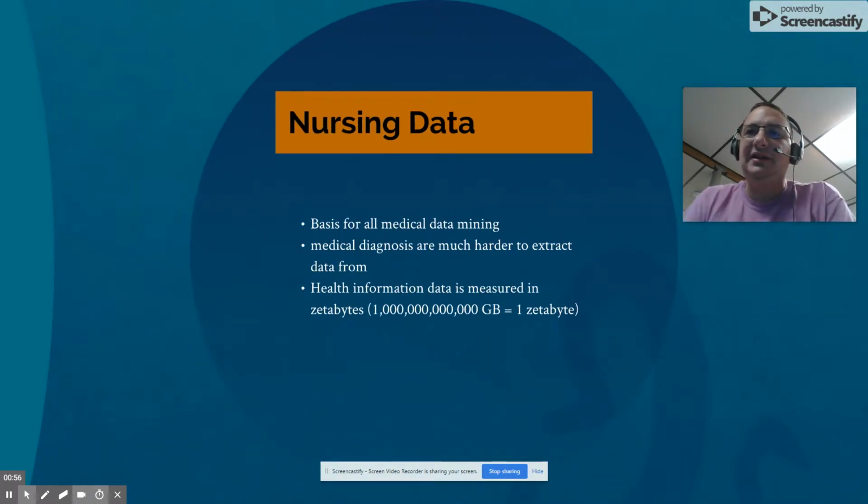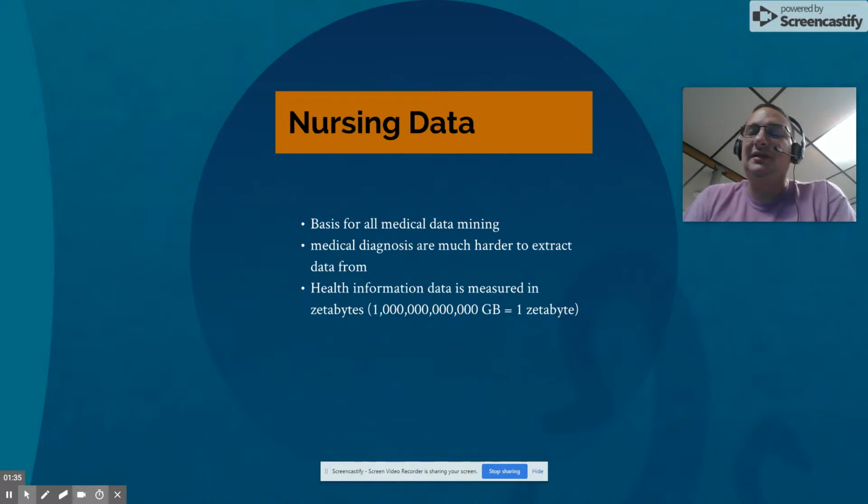So nursing data really is the basis for all of our medical data mining, according to the article. So it's our basic, most used data set. Medical diagnoses are reported to be much harder to extract because they don't have a standardization like nursing does. So a lot of the diagnoses up until recently were actually free text that the doctors would just type in what their diagnosis was, which made it a lot harder to extrapolate the data because of that. And it's believed that health information as a whole really is measured in zettabytes.